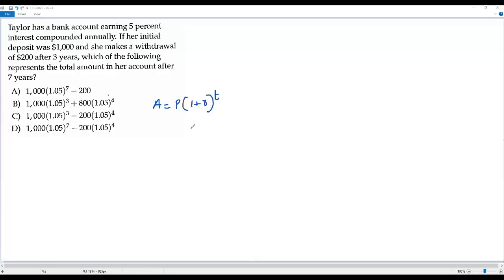Now let's go through the information. Taylor has deposited $1,000 for 7 years, but she has made a withdrawal of $200 after 3 years. Let me mark this information over here. So totally this is 0 to 7 years. This is 3 years, and 3 to 7 is a 4 year time period. She has deposited $1,000, and after 3 years she withdraws $200.